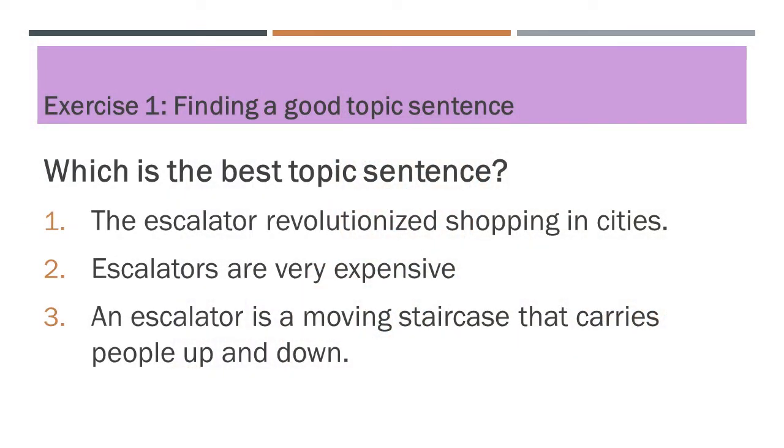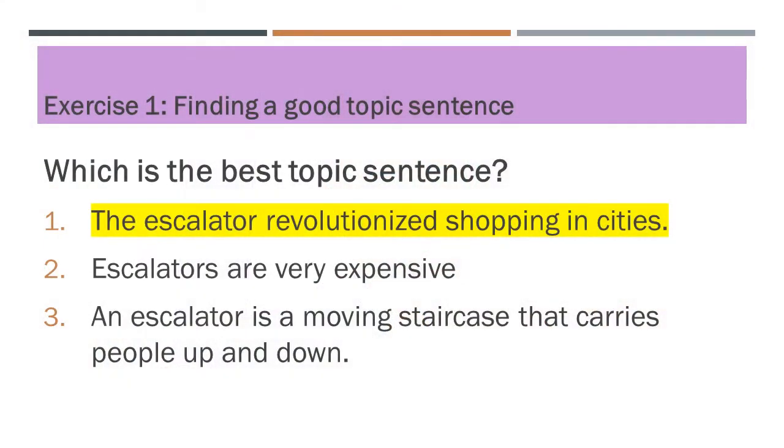The question here next is, though, which is the best topic sentence? So looking at the 3, considering those 5 points we talked about, which sentence is best? Pause the video, read the sentences, decide which one, only one, is the best topic sentence, and then unpause when you're ready for the answer. Now here's my answer. Sentence 1 is the best topic sentence. The escalator revolutionized shopping in cities. It has a topic, which was escalators. It's got a controlling idea, and it's about the right size for a paragraph. So that one looks good.